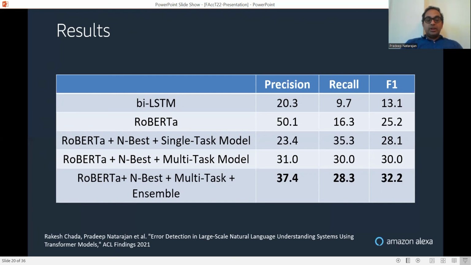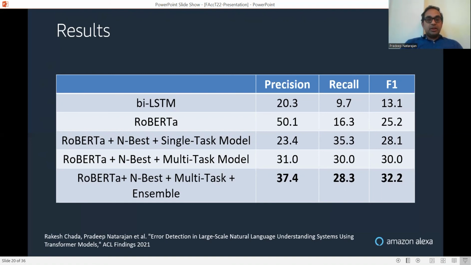Then when we included the metadata embeddings, which is what we are calling NBEST in this table, and trained for the single task of classifying a particular utterance as a false route or not, we were able to improve the F1 score further to 28.1. And then when we use the multitask setting I illustrated in the previous figure, we improved further to 30%.